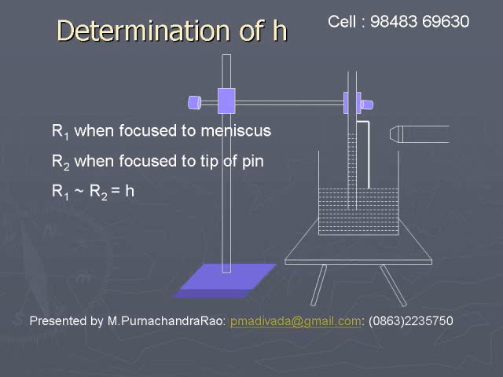Once again, the horizontal crosswire is made to coincide with the tip of the pin, and the reading is taken on the vertical scale of the microscope. It is R2. The difference of these two readings, R1 and R2, gives the height of the water column inside the capillary tube.